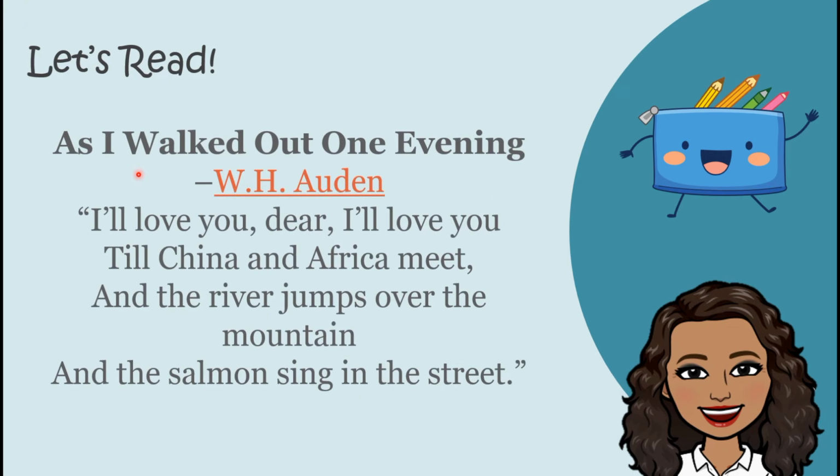Let us read an example of a poem that has hyperbolic statements. This is As I Walked Out One Evening by W. H. Auden. I love you, dear, I love you, till China and Africa meet, and the river jumps over the mountain, and the salmon sing in the street. Can you identify the hyperbolic statements used in this example?